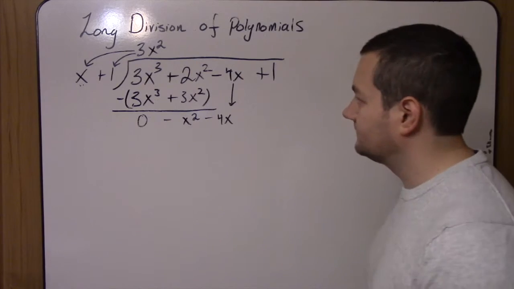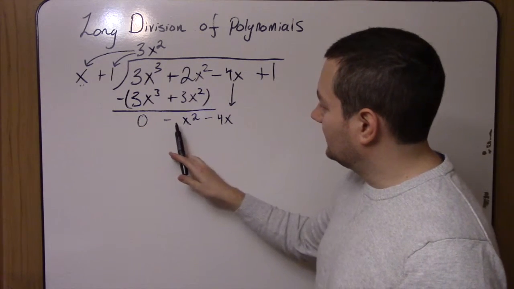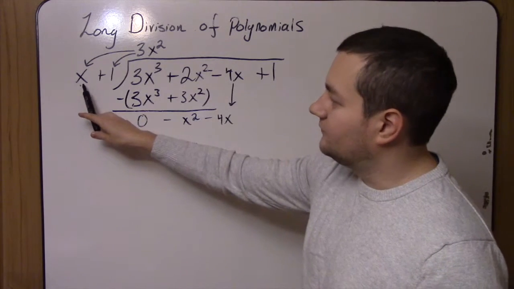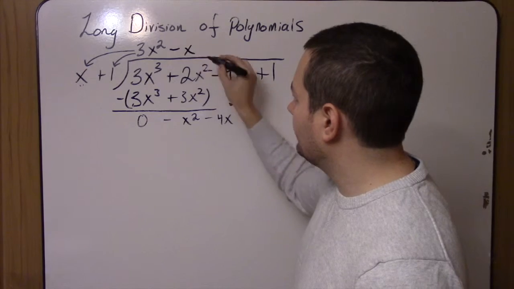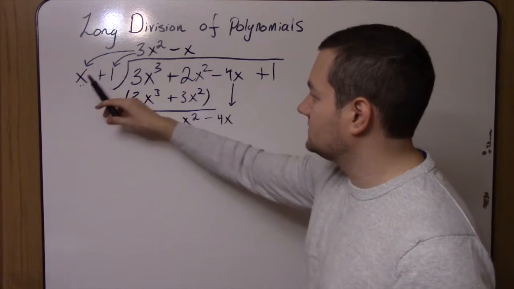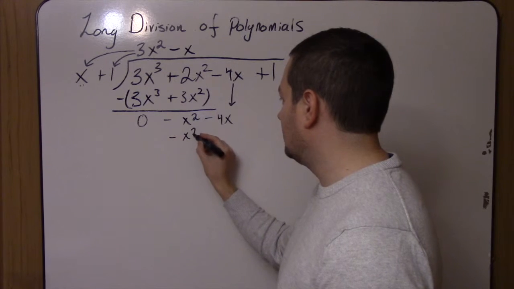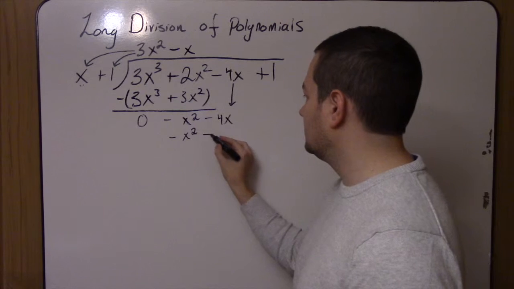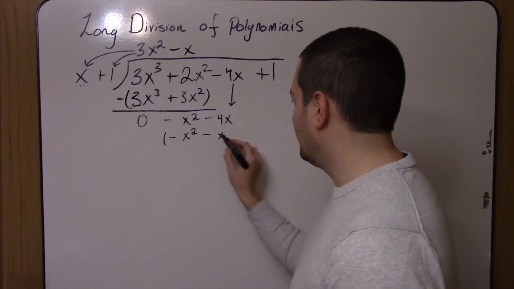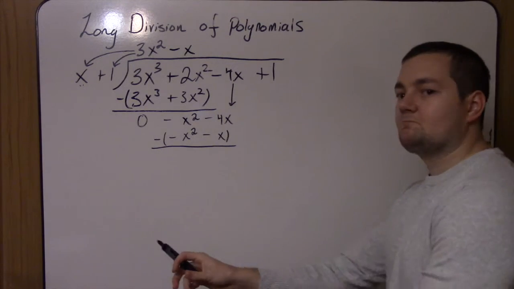Minus 4x. Then I think about, got an x here, I think about negative x squared divided by x. Well, of course that's just x, and then we multiply back. So negative x times x, negative x squared. And then negative x times 1 is negative x. Do my brackets, subtract, write my line.